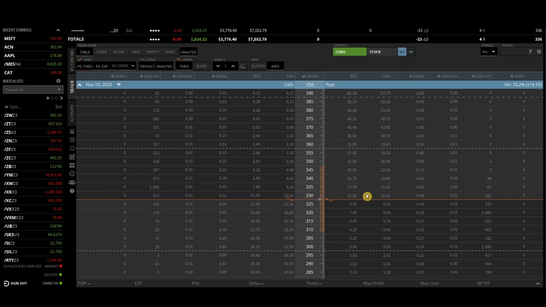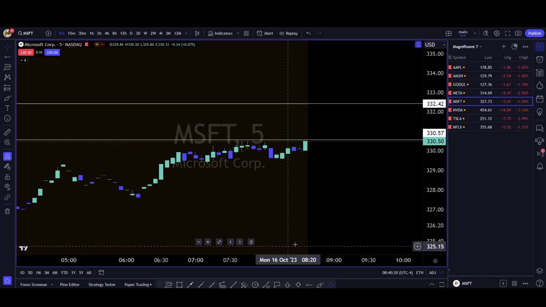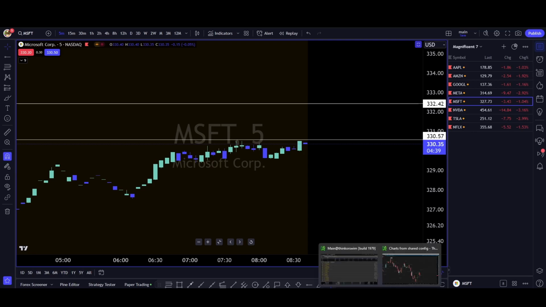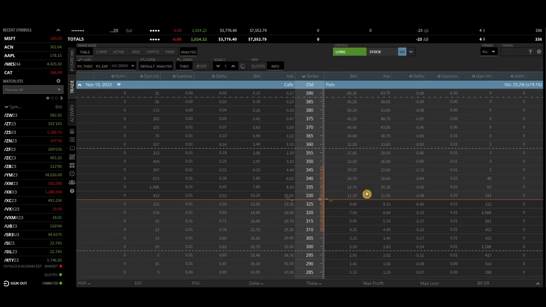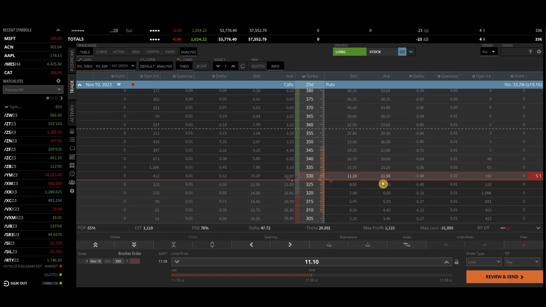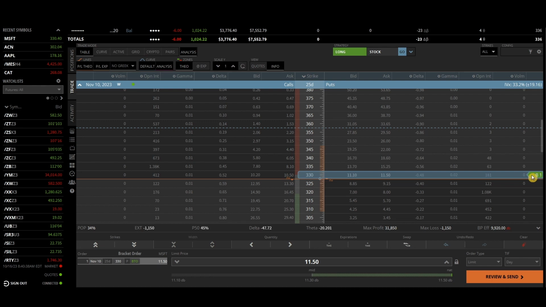Bearish put spread, I would go 330. Let's see real quick. 332. Yeah, I guess the best one to put on would be the 330s and the 325s. That's a $5 wide spread. You want this to be a buy, not a sell. You would sell the 325s.